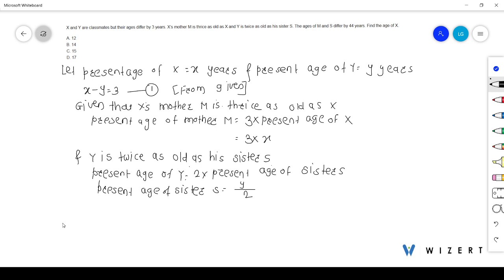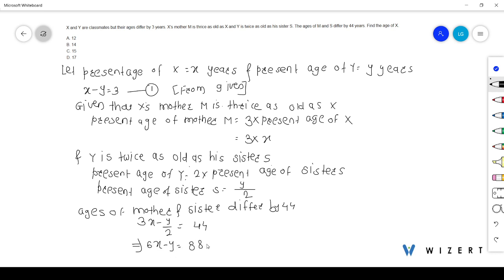So the ages of mother and sister differ by 44, which can be represented as 3x minus y by 2 equals 44, which implies 6x minus y equals 88. Suppose this is equation number 2.